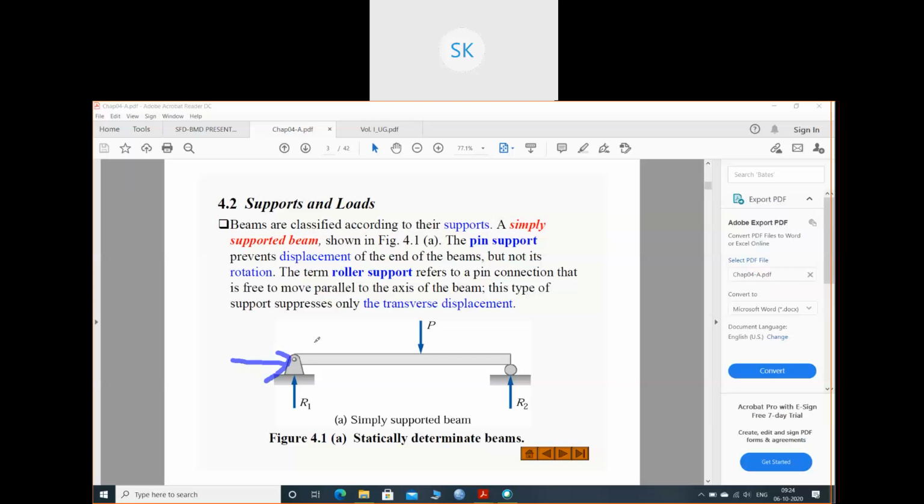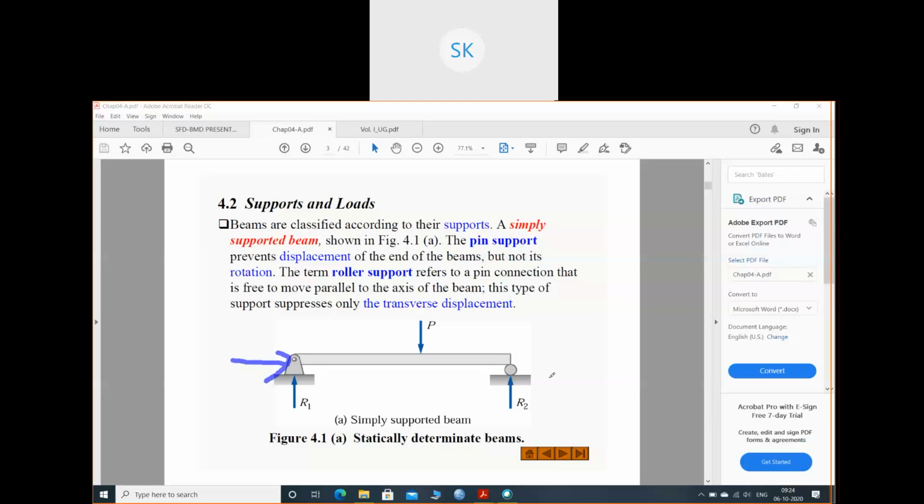So in a simply supported beam, one support is pinned, or you can call it a hinge, and one support is your roller support. And as we have studied in the method of joints and method of sections, roller support gives reaction only in the vertical direction, and your pin support gives two reactions, R1 and R2. So this is your simply supported beam. This is about support. Now let's talk about load.